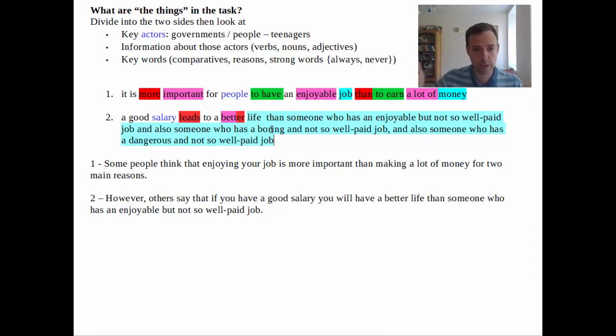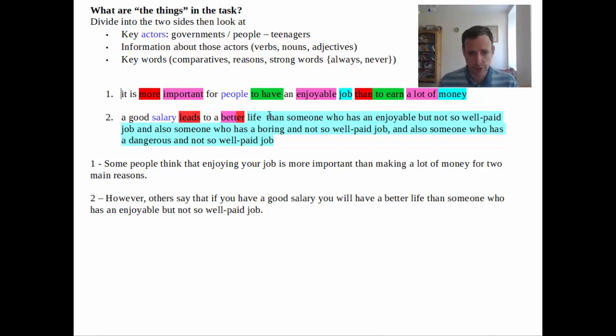So this isn't in the question. We can keep adding. But the reason why I didn't have someone who has a boring and not so well paid job is that it's not that logical, and it's pretty obvious. Sure, obviously if it's a bad job and it's not well paid, you won't have as good a life. Difficult. It's difficult. Okay.